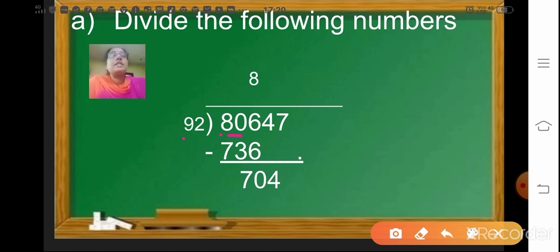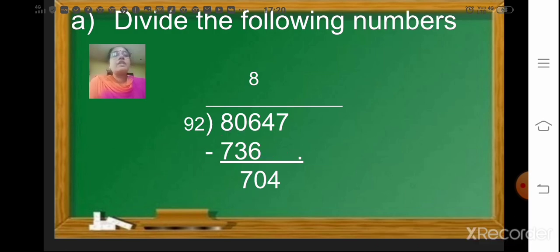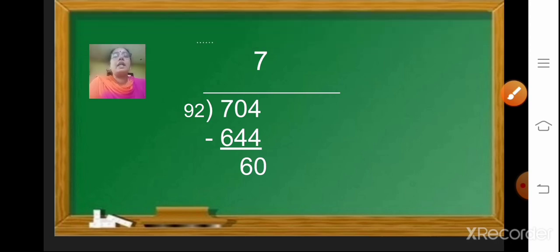Now since 80 is smaller than 92, we'll take a 3-digit number, that is 806. Now 806 is to be divided by 92. We'll take 92 8 times, which will give you 736. Now when you subtract, 806 minus 736, you will get the remainder as 70. Now 70 is smaller than 92, so bring this 4 down. Now your number has become 704, which is to be divided by 92.